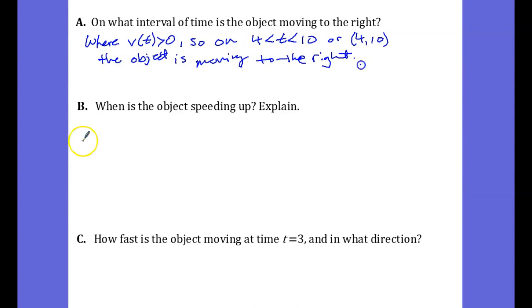Let's look at part B. In part B, they ask, when is the object speeding up? Now notice, they're asking about speed. They're not asking about velocity. And so to determine whether the speed is increasing, and this could happen in either the positive direction or the negative direction, we need to find where the velocity and the acceleration have the same sign. So let's look at our graph.